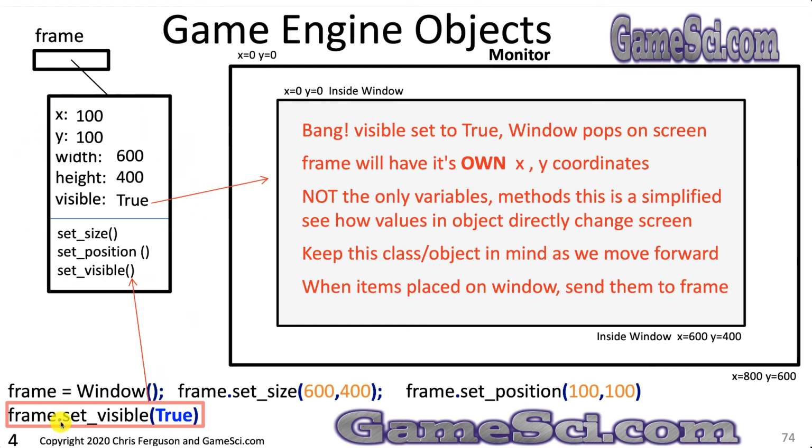See this code? Frame says go to the reference variable. The dot says go inside of it. Execute setVisible. And what does setVisible do? Changes the value to true. And that's what forces the window to pop up on the screen. Inside the window, we'll have our own coordinate system starting at 0, 0. And since the size is 600, 400, that'll be the bottom right corner.